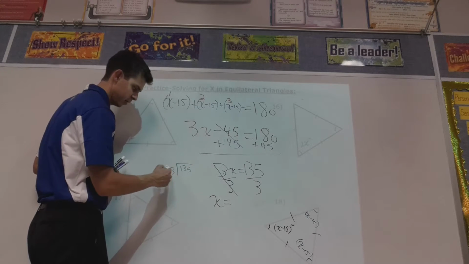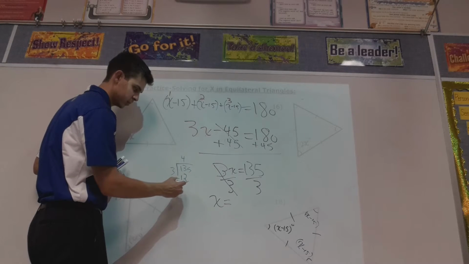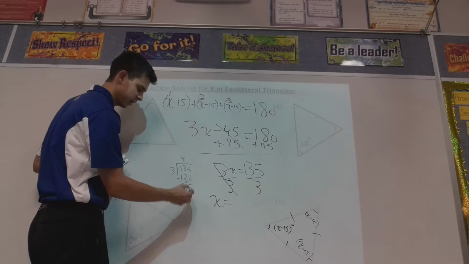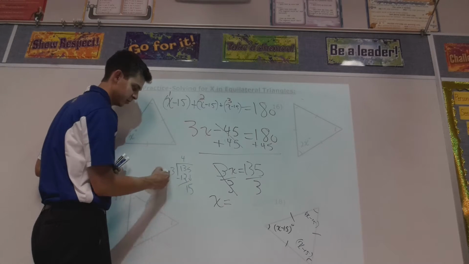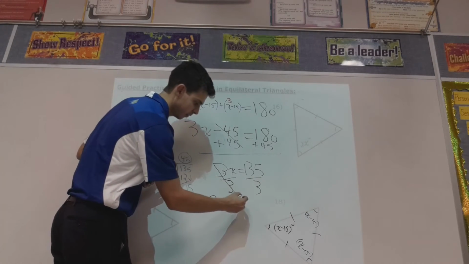135, 3 goes into 13 4 times, 3 times 4 is 12, subtract 13 minus 12 is 1, bring down the 5, and 3 goes into 15 5 times. So x is equal to 45.